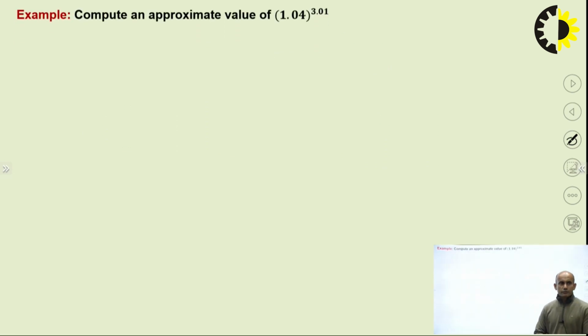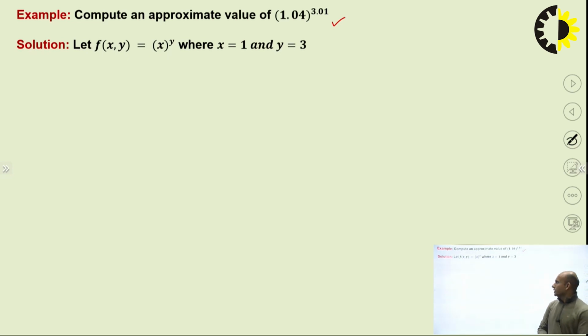First one is we have to compute an approximate value of 1.04 whole power 3.01. First we have to assume a function of this form, and that is, let f(x,y) equal x to the power y. Now we have to assume the values of x and y, and that is nearby value of this one, which will be any integral value we can take. Let x equal 1 and y will be 3.